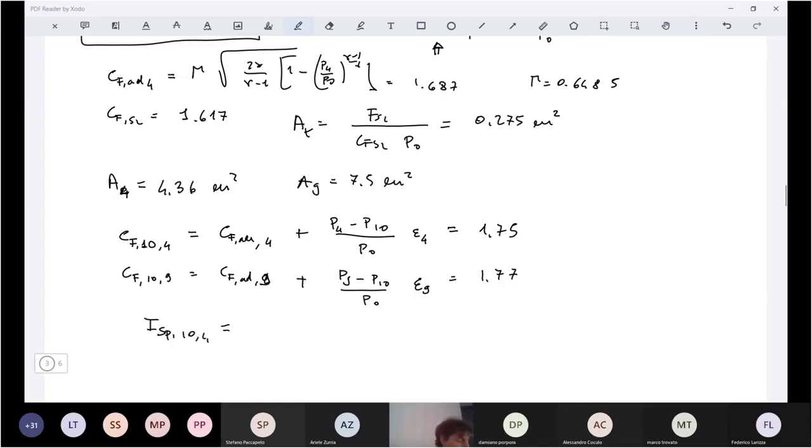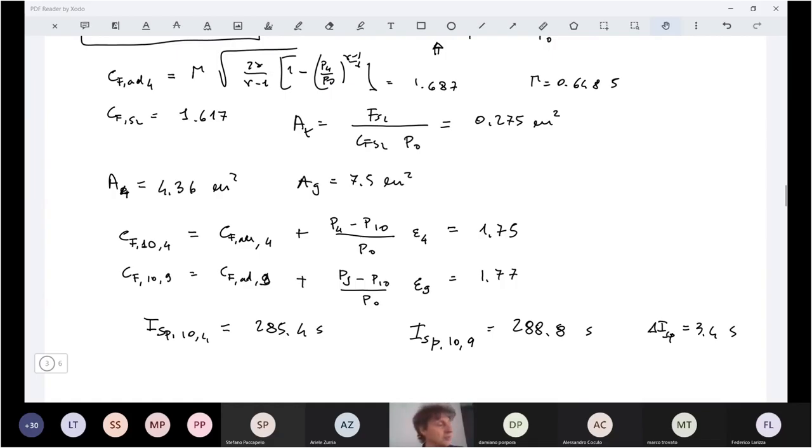Let's say 10^4, that means it is 285.4 seconds. So this is of course CF C star divided by g0. And you see that the specific impulse, if you consider the basic cone at 10 kilometers, is 285.4 seconds. Whereas if I consider also the extended cone, so that we adapt at 9 kilometers, at 10 kilometers the specific impulse will be 288.8 seconds. So there is a difference due to the second cone of 3.4 seconds.